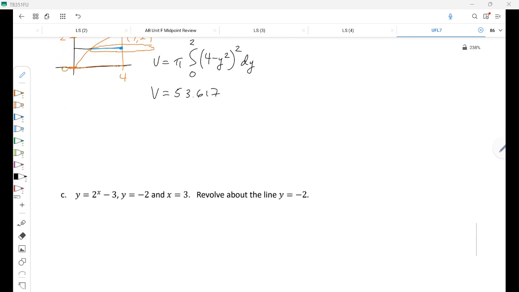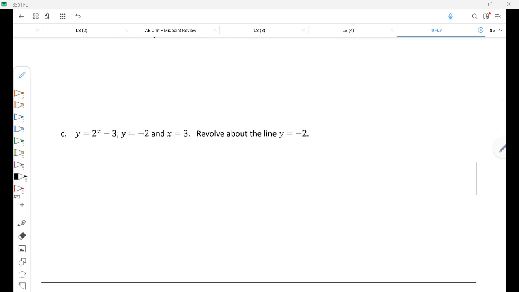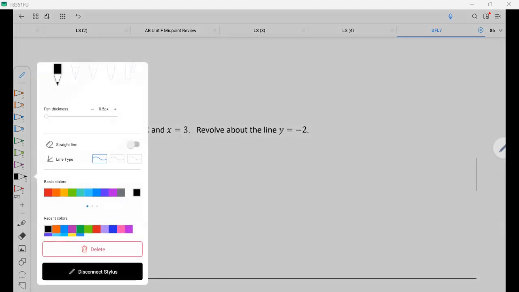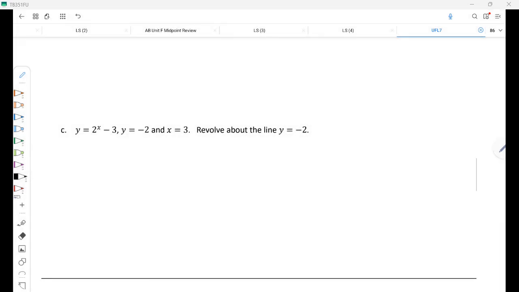And let's see, last but not least, letter C. All righty. We have the function y equals 2 to the x, but minus 3. That looks like any other exponential function, except it goes through the y-axis at -3. Or sorry, no. Where does it go through the y-axis at? Not +3. When I plug 0 into that function, what do I get? I don't get 1, I get -2, right?